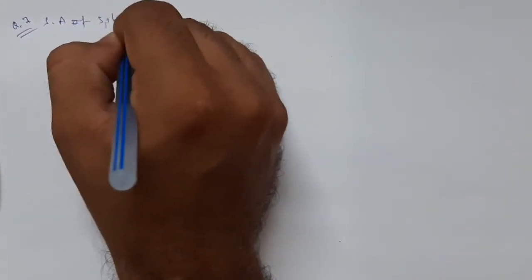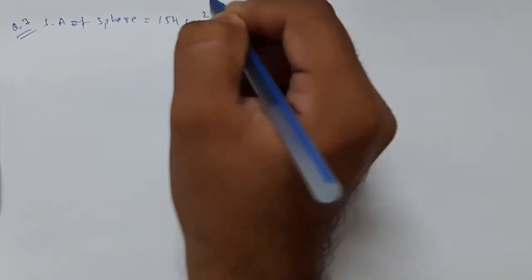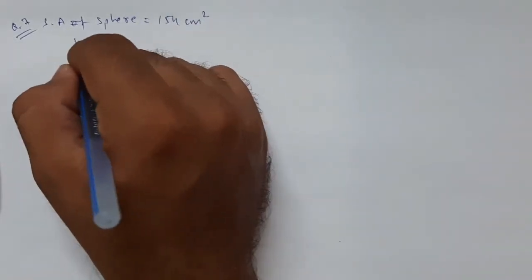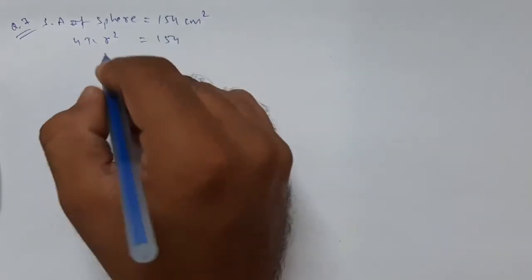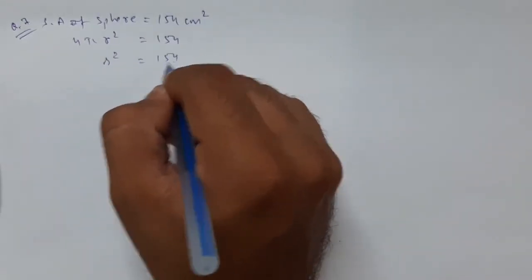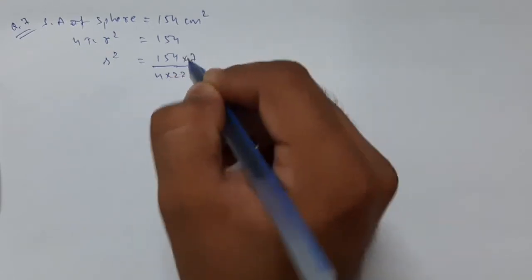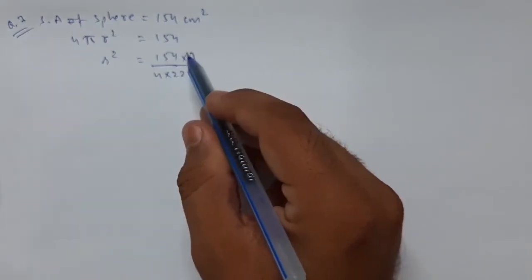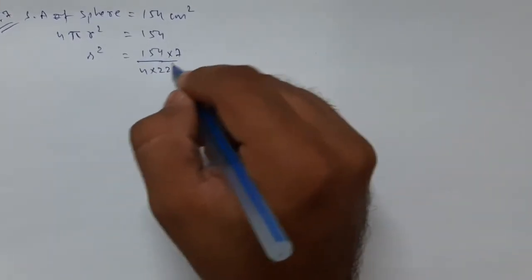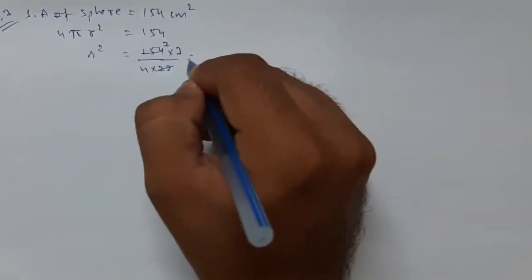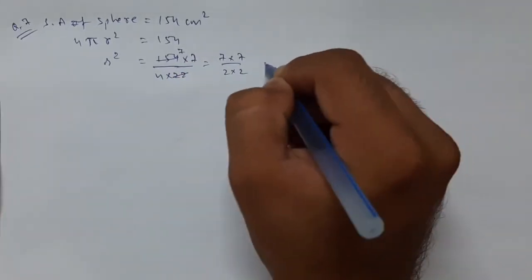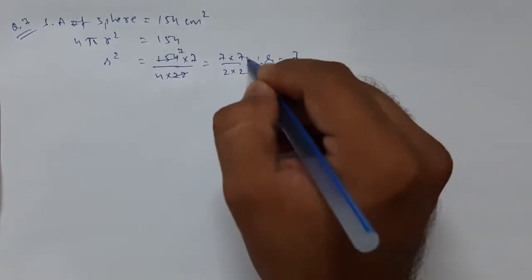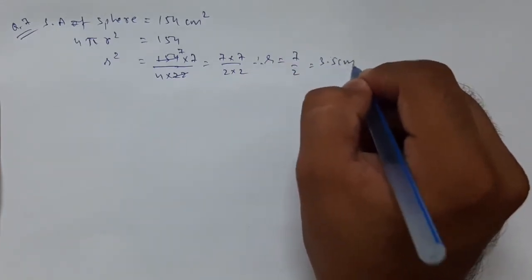Find the volume of sphere whose surface area is 154. Surface area of a sphere is given to you. So from this we will first find radius. So 4 pi r square is equal to 154. So r square is equal to 154 by 4 into 22 into 7, because pi will come here in the denominator. The value of pi is 22 by 7. So 22 and 7 will go at the numerator. Again 22, 7s are 7 into 7 by 2 into 2. So radius is equal to 7 by 2, that is equal to 3.5 centimeter.